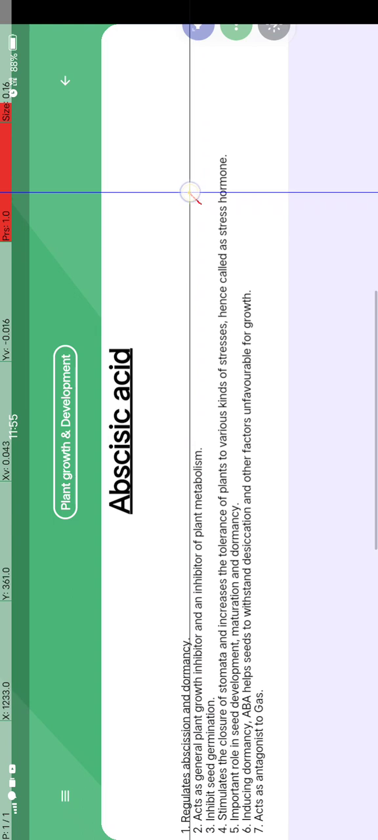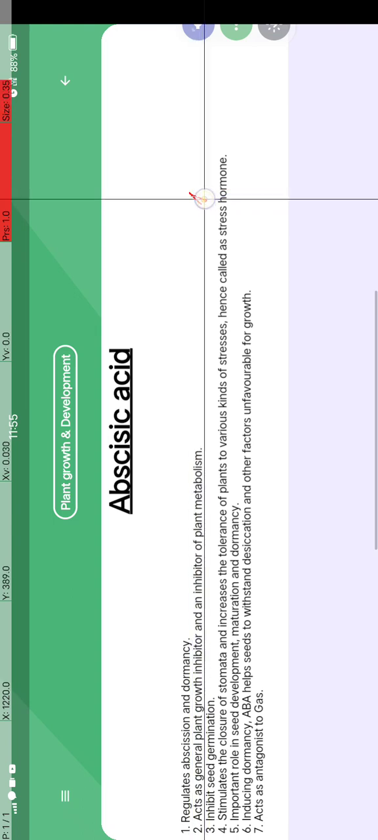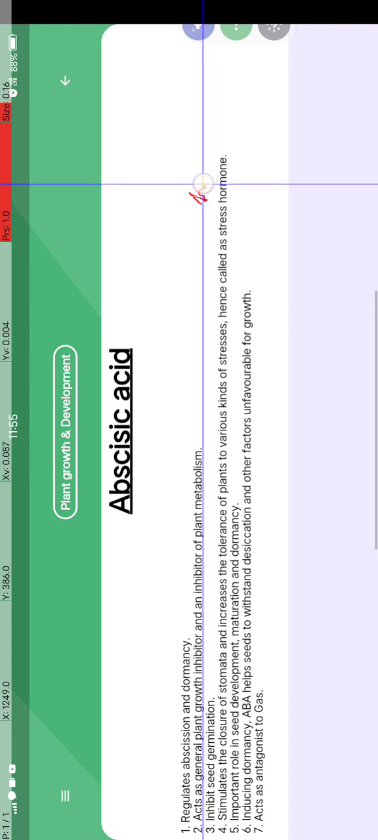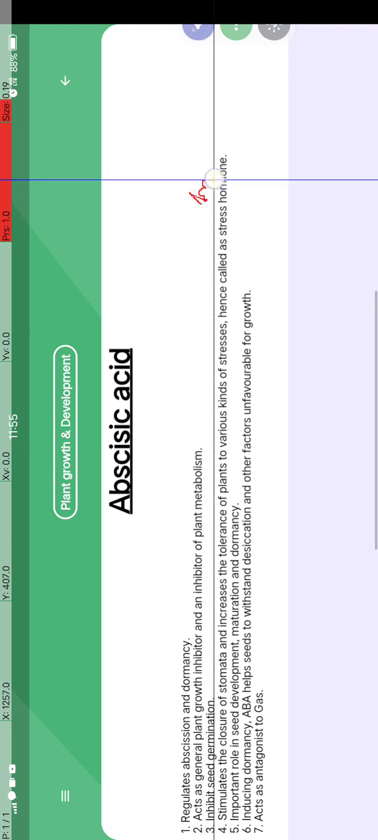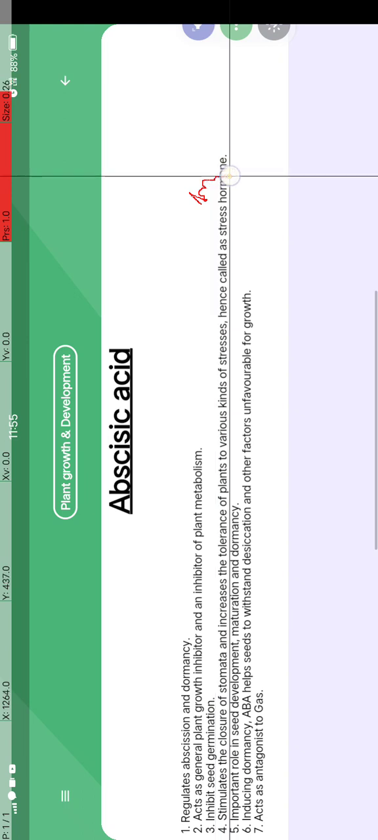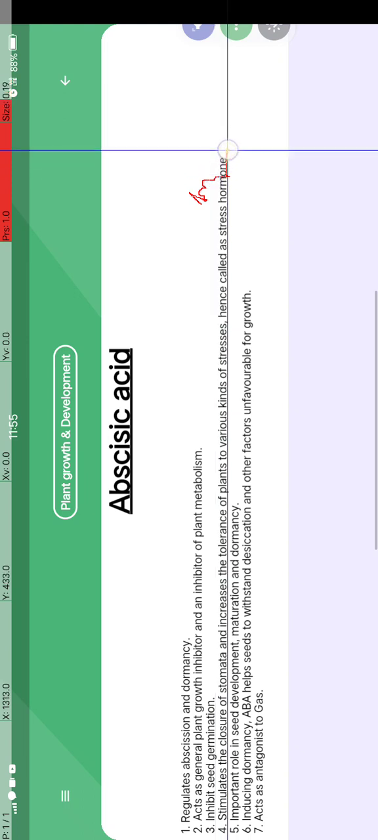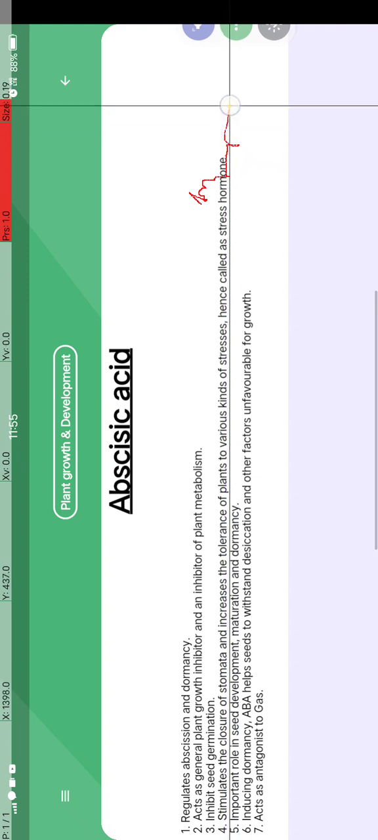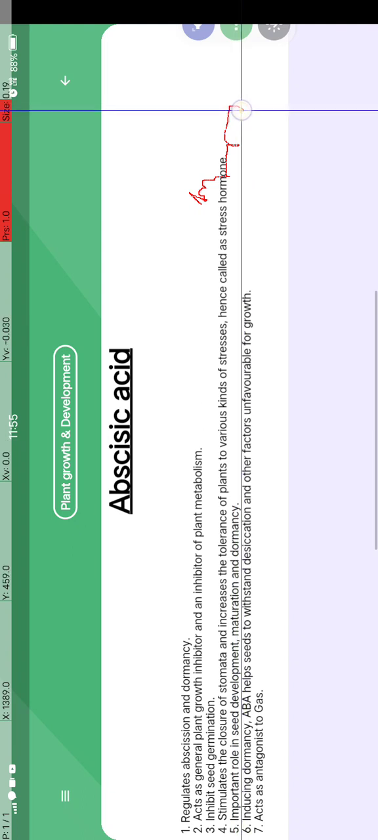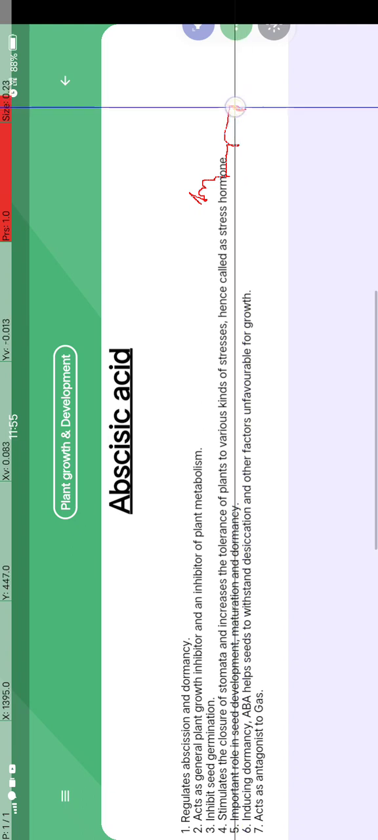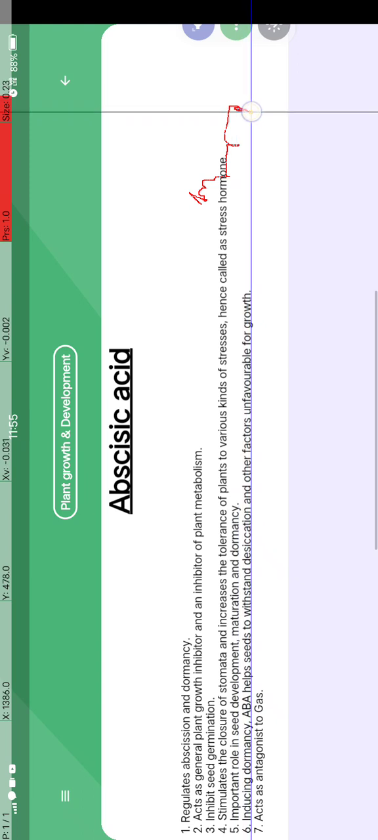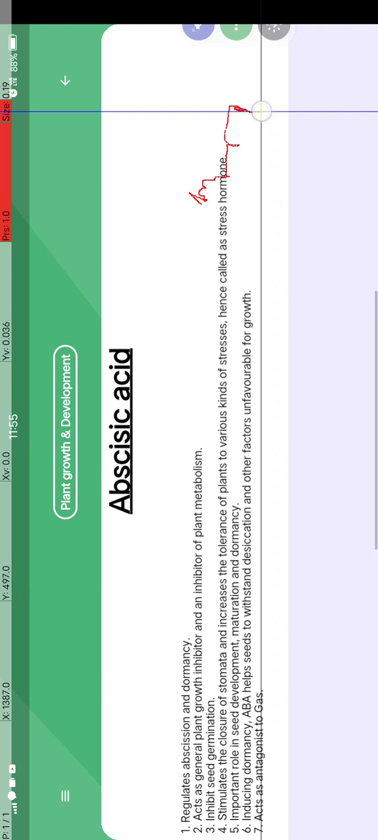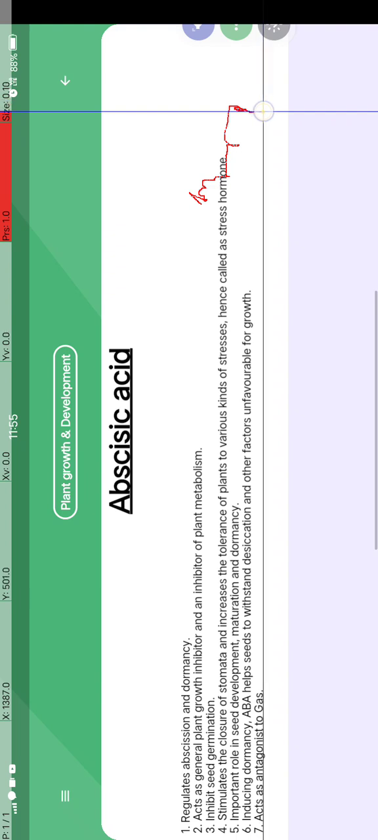Abscisic acid regulates abscission and dormancy and acts as a general growth inhibitor and an inhibitor of metabolism. It inhibits seed germination, stimulates the closure of stomata, and increases the tolerance of plants to various kinds of stress, hence it is known as the stress hormone. It plays an important role in seed development, maturation, and dormancy. By inducing dormancy, ABA helps the seed withstand desiccation and other factors unfavorable for growth, and acts as an antagonist to GA.